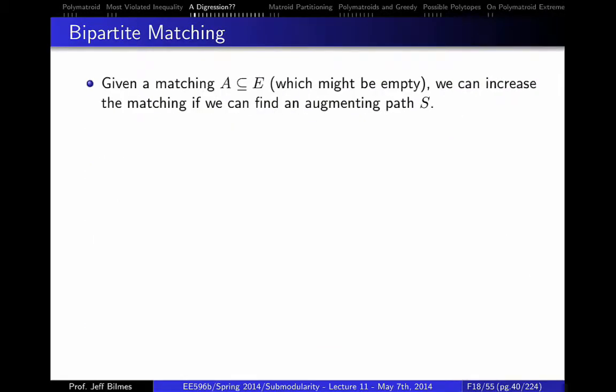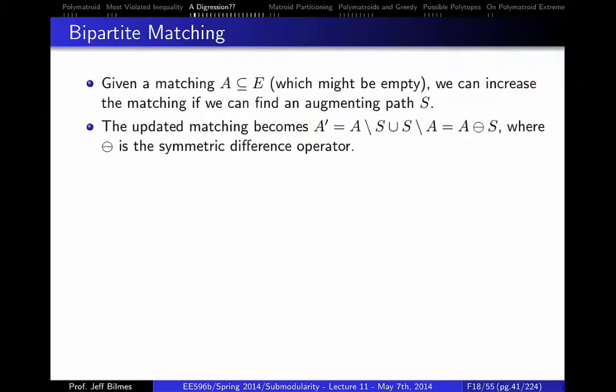So we can increase the matching if we find an augmenting path, as I will show you, and give you an intuition. The updated matching becomes the symmetric difference. A prime is the new matching, which is A symmetric difference S, which is really just A except for S union together with S except for A. We're just unioning those two things together. Okay?